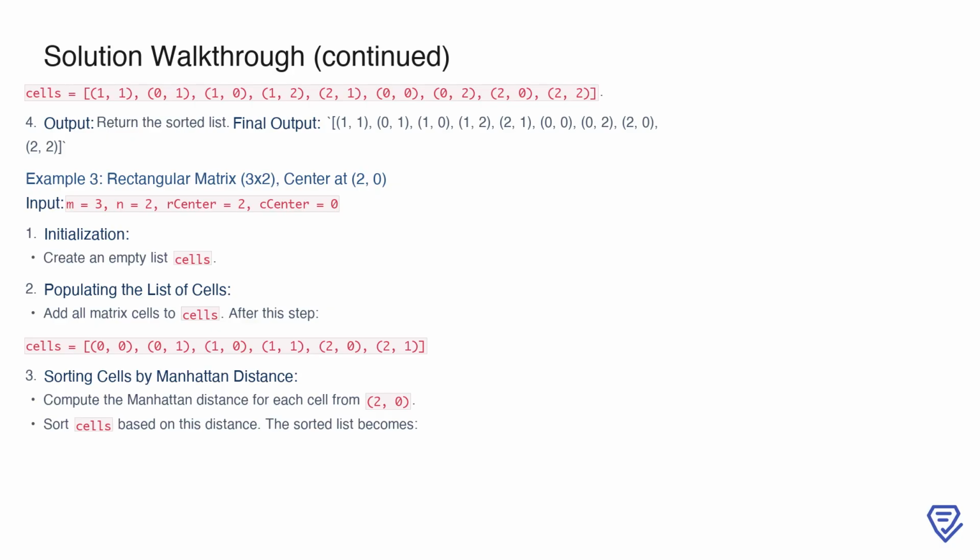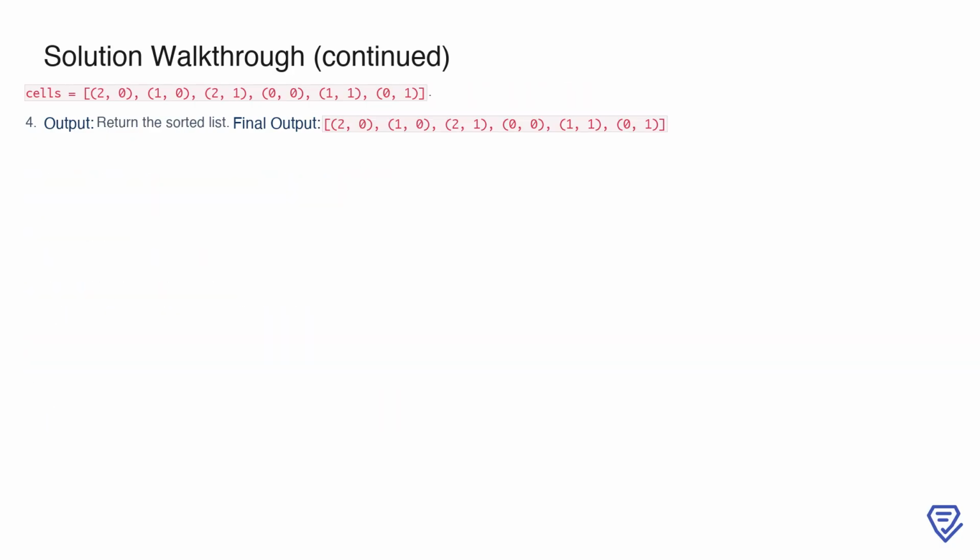The next step is to calculate the Manhattan distance of each cell from the center, 2, 0. For the 3x2 matrix with the center at 2, 0, sorting the cells list by Manhattan distance results in the order 2,0; 1,0; 2,1; 0,0; 1,1; 0,1.